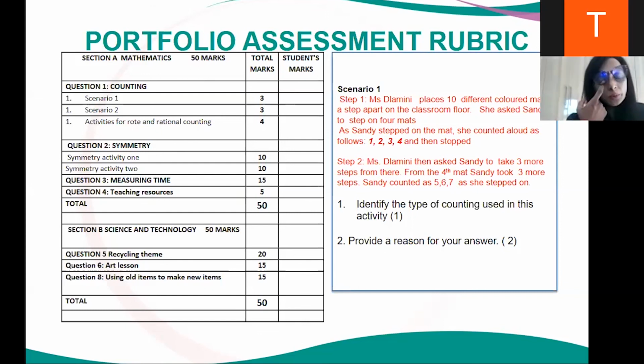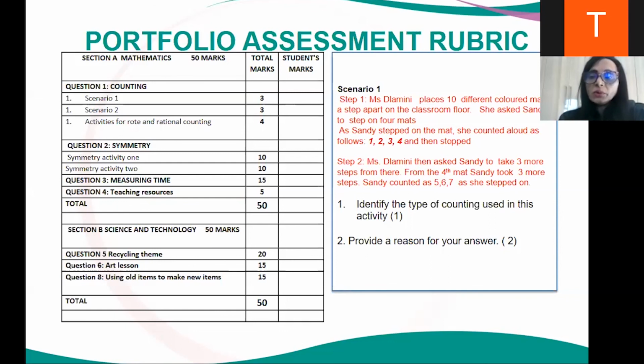And this portfolio is made up of two sections. Section A is maths, which is out of 50 marks. Section B is science and technology, which is out of 50 marks as well. Now, let me give you an example of some of the questions that can be asked in your portfolio. Let us look at scenario 1, okay?